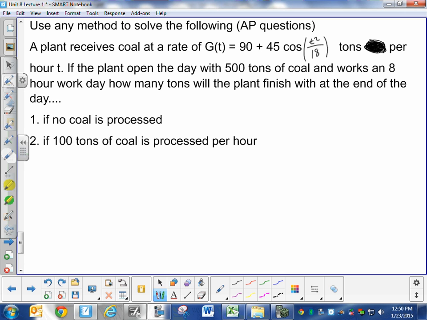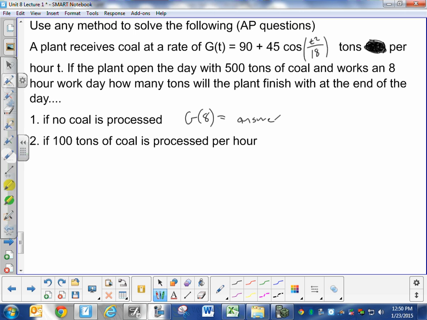Okay? A plant opens the day with 500 tons of coal and works an 8-hour workday. How many tons will the plant finish with at the end of the day if no coal is processed? So this is what a lot of people do. They say, okay, G of 8, that's going to be my answer. Just plug 8 into that G function, and I will have the amount of coal that I've received.